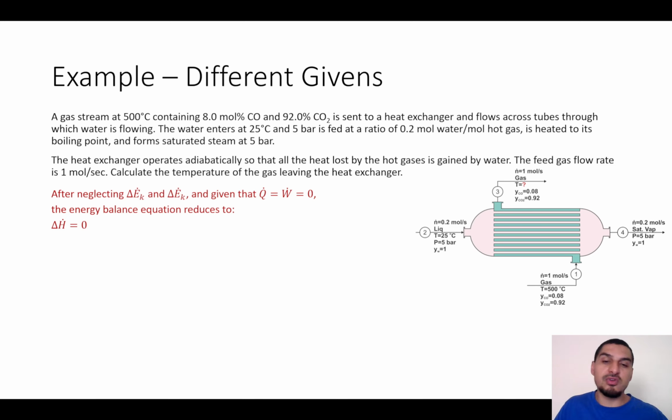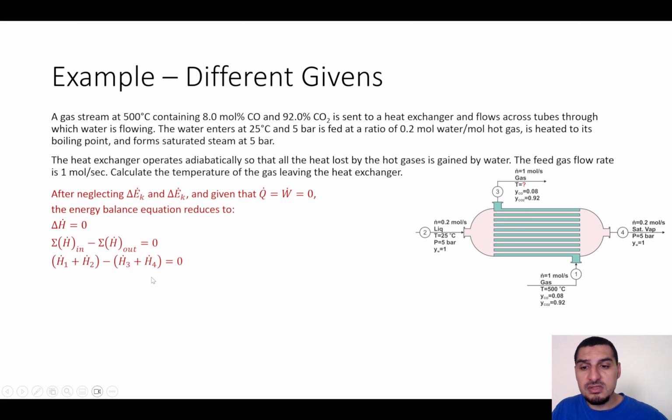We can expand this term now. Delta H is the difference of enthalpy between the product and the feed. So it's going to be the summation of enthalpy in minus out, or the other way around, out minus in, equals 0. The enthalpy in is the enthalpy of streams 1 and 2. The enthalpy out is the enthalpy of streams 3 and 4. So this is what we have here.